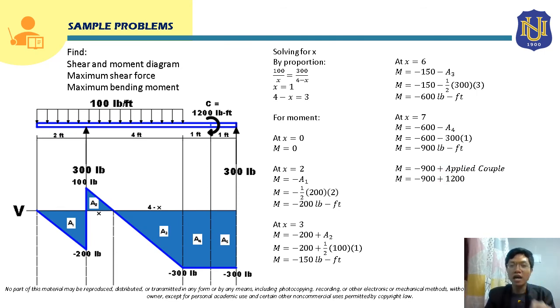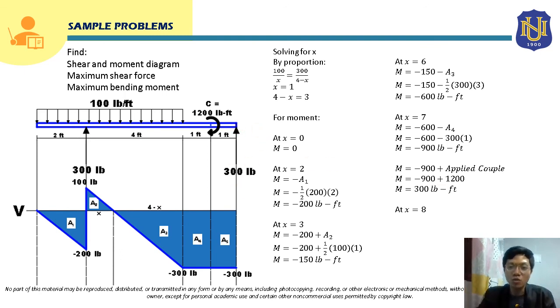Okay, so therefore, at x equal to 7, the moment will become negative 900 plus 1,200. So the moment here, class, will become 300 pound-feet. So lastly, class, at this point, the moment here supposedly should be 0. So we have to check that.